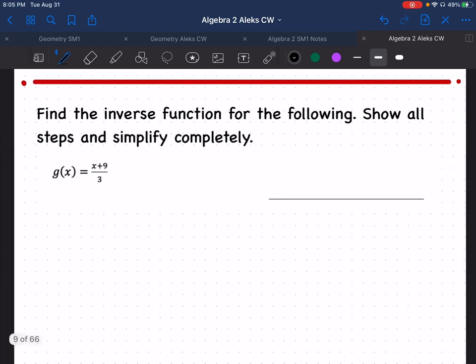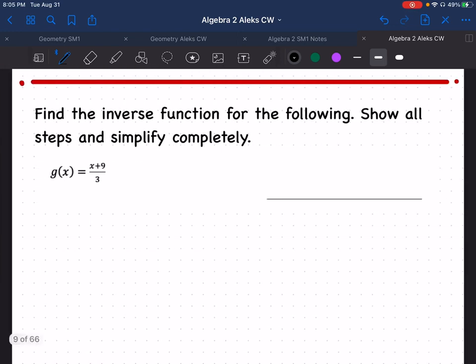All right, I think I have one last question for you. Yes, I do. This is the last question on the test, and it's going to ask you to find the inverse function for the following. You do need to make sure that you show all your steps and simplify completely. This is the one where we have to change g of x to y, and then we're going to go ahead and switch our x and our y.